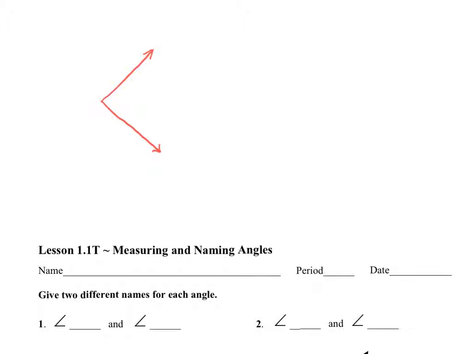An angle is formed when two rays have a common endpoint. That common endpoint is called a vertex. The name of this angle could be angle ABC, or it could be angle CBA. It could even be called angle 2 if there's a number in there.